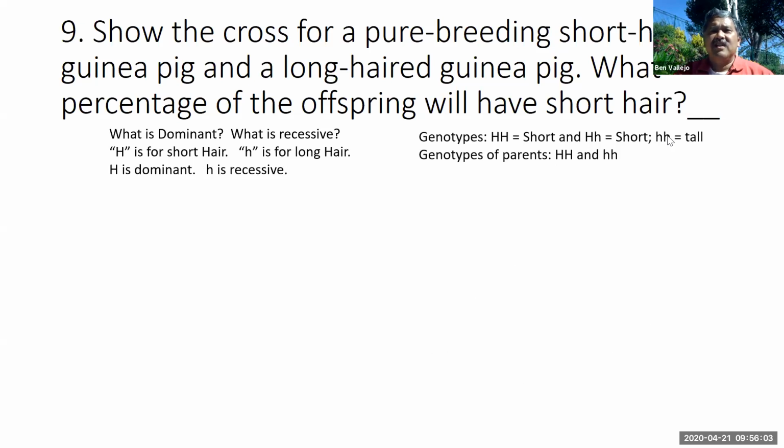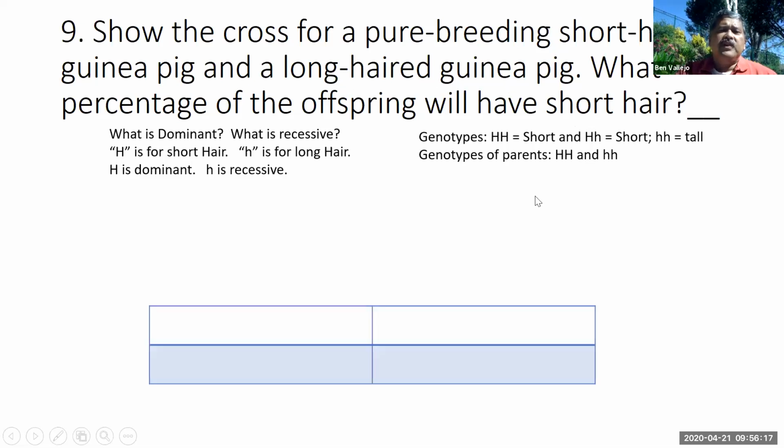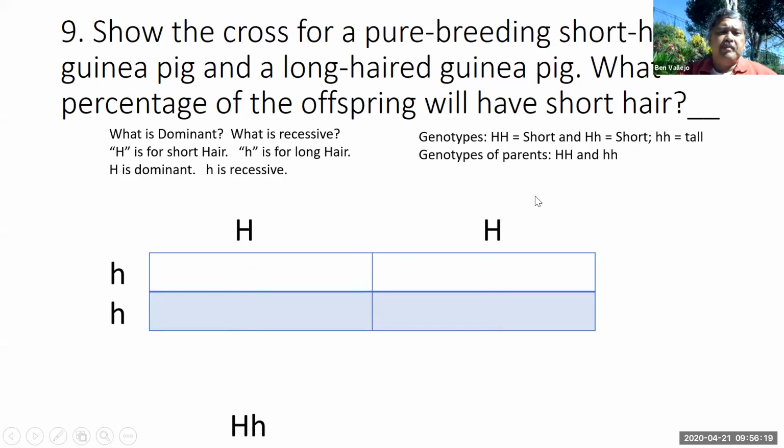Well, if you take a look at the description, pure breeding means homozygous, same letter, and short-haired is dominant. That's why it's big H, big H. And a long-haired guinea pig, that's a recessive trait, so it's got to be little h, little h. Hopefully you can see right away that all the kids are going to be big H, little h.